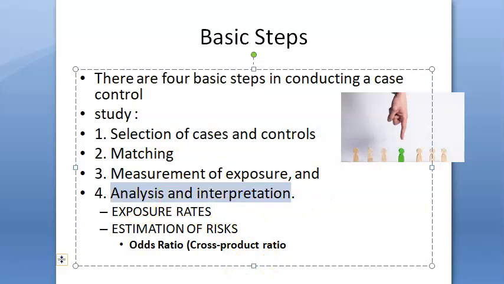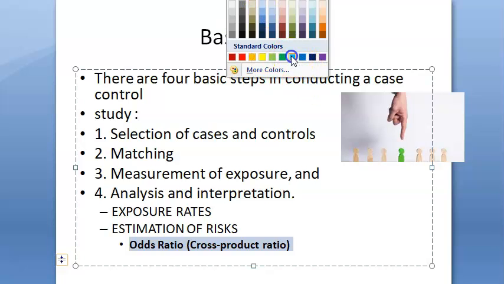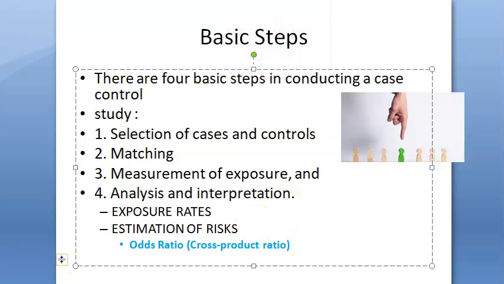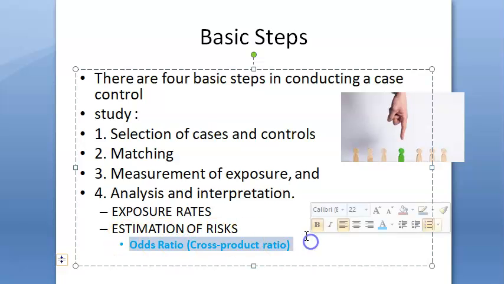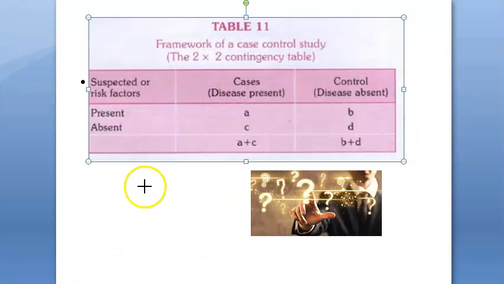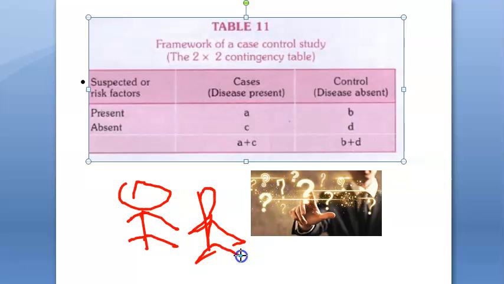Then analysis and interpretation. Finally, you will analyze whatever you found and you will interpret the results, right? So you will check the exposure rates and you will estimate the risk. Odds ratio you have to come up with, that is cross product ratio. Okay, this is what you will come up with. So where will you get odds ratio? In case control study. Remember, this is very important. Odds ratio, cross product ratio means what? Basically what you did, you have selected some people, right? You have made two groups. Here you have the cases, right? And here you have the control.